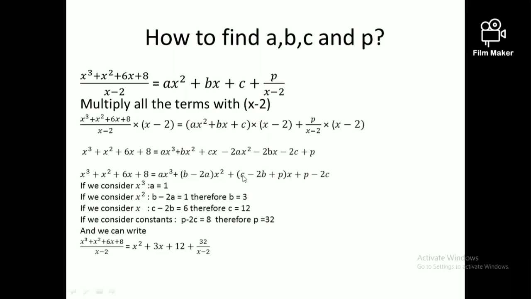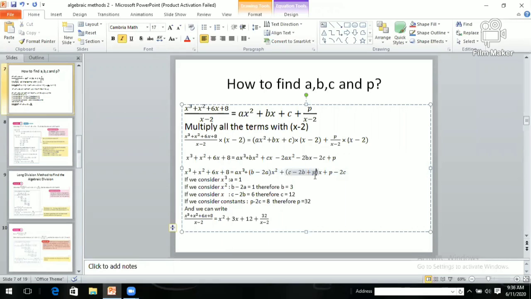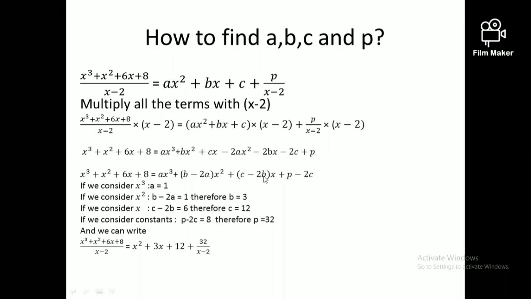c minus, actually there is no p over here. It's by mistake. There is no p here, it is only this. Then c minus 2b x. Then you can say c minus 2b equals 6. Then we know the answer for b. b is 3. Then minus 2 into 3 is minus 6. Brought to the other side is plus 6. 6 plus 6 is 12. Therefore, you can say c equals 12.